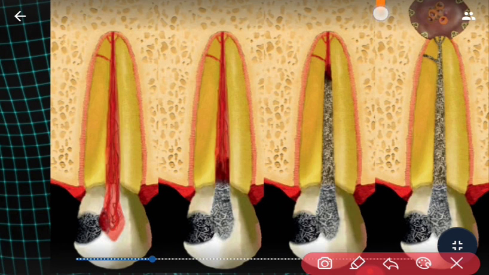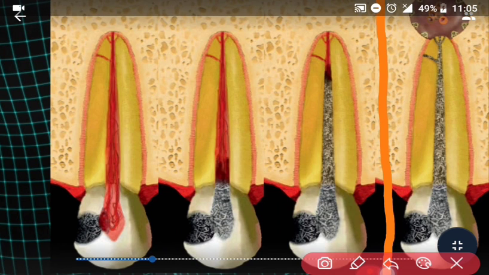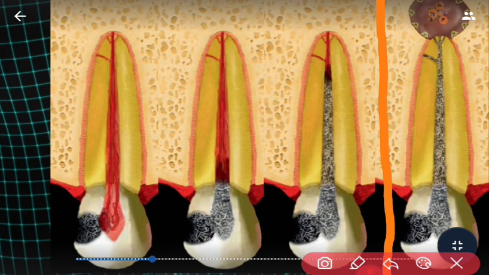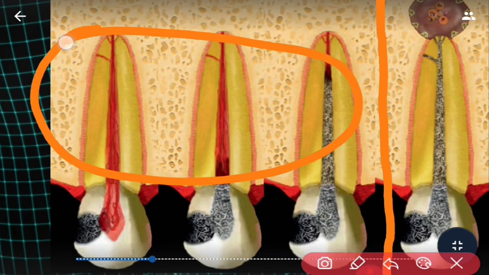So one very important thing we have to understand, that once you have diagnosed irreversible pulpitis in these 3 cases or pulpal necrosis, you are simply doing a pulpectomy, right?